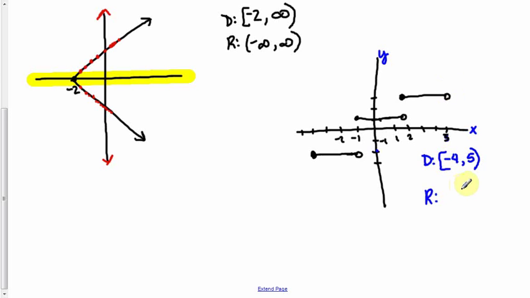So, the range is not an interval. It's not a continuous interval of numbers, is it? It's 3 numbers, and they are -2, 1, and 3. This is a list with commas between it. This is an interval saying it starts here and it ends here. And it includes -4 and it doesn't include 5. Okay? Any questions?